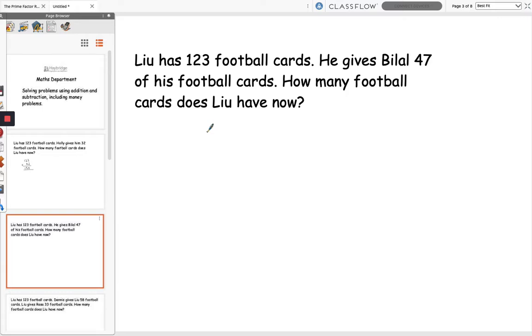So question 2. Liu has 123 football cards. He gives Bilal 47 of his football cards. How many football cards does Liu have now? So again, think, does Liu have more football cards than he started with or less? Well, this time he's given some away. He's given Bilal 47, so he's going to have less than he started with. He's going to have 47 less than he started with. So we need to do 123 take away 47.